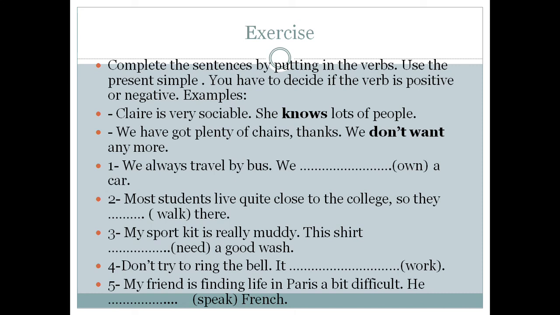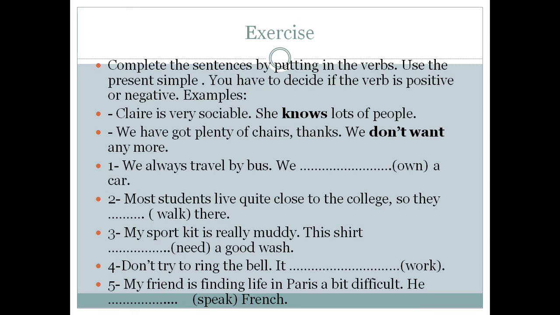Don't try to ring the bell. It should be a negative verb here. It does not work. When somebody says don't try to ring the bell, the it, between brackets, verb work. So the verb work should be negative. It does not work. 5.